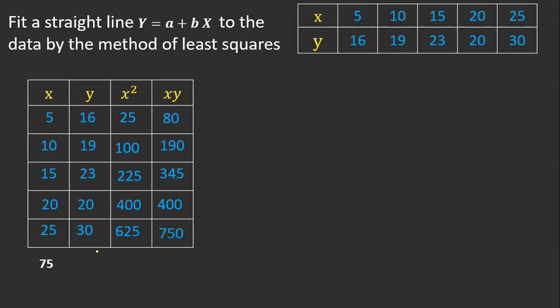Okay, this column is 25. Okay, I'm sorry, 75. This column is 108. This column is total at 1375. This column, it is total 1765. Then this total I'm going to substitute in the normal equation and finish it off.